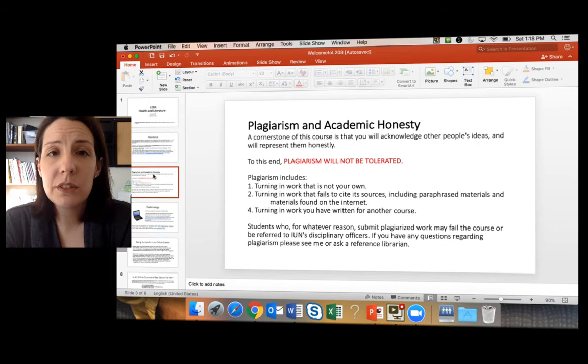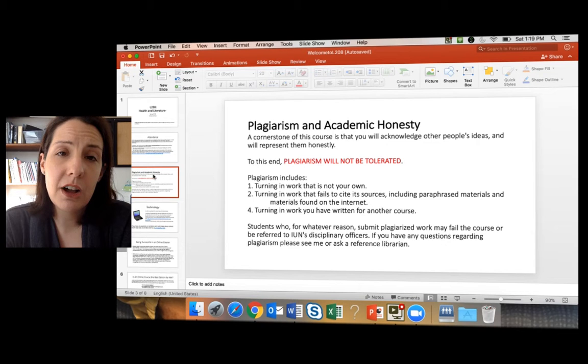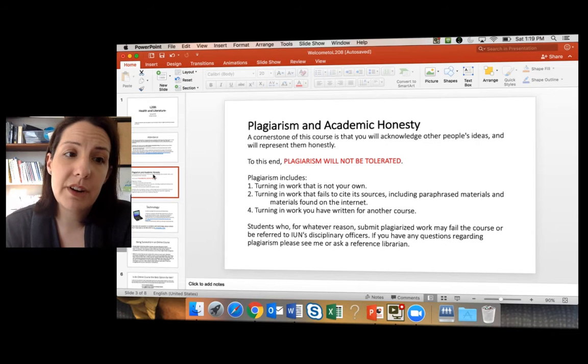Plagiarism can include turning in work that's not your own, turning in work that fails to cite its sources, including paraphrased materials or materials that are found on the internet, or turning in work that you've written for another course. Oddly enough, that actually is considered plagiarism. Students who, for whatever reason, submit plagiarized work may end up failing the assignment, they may fail the course, or they may be referred to IUN's disciplinary officers, where they can face anything from suspension to even expulsion. If you have any questions regarding plagiarism, please see me or please ask a reference librarian.